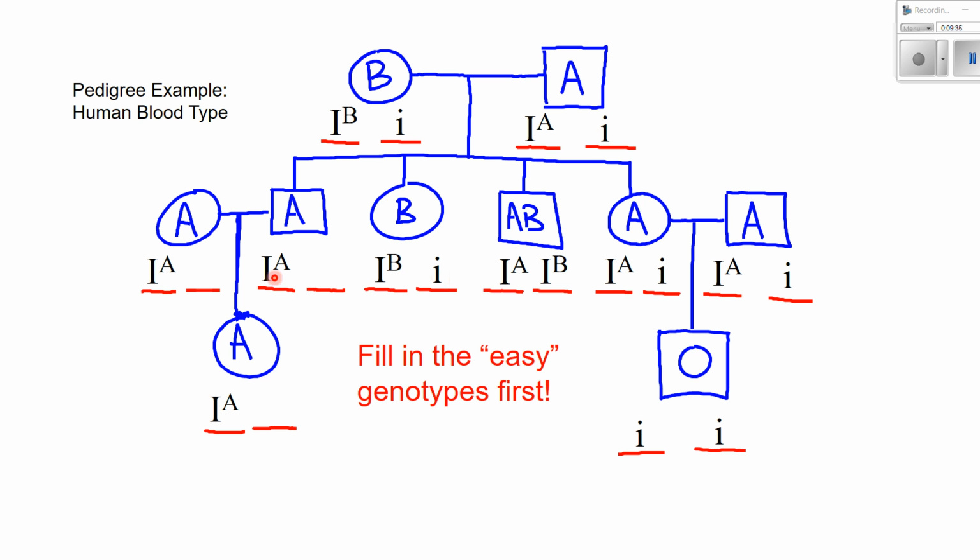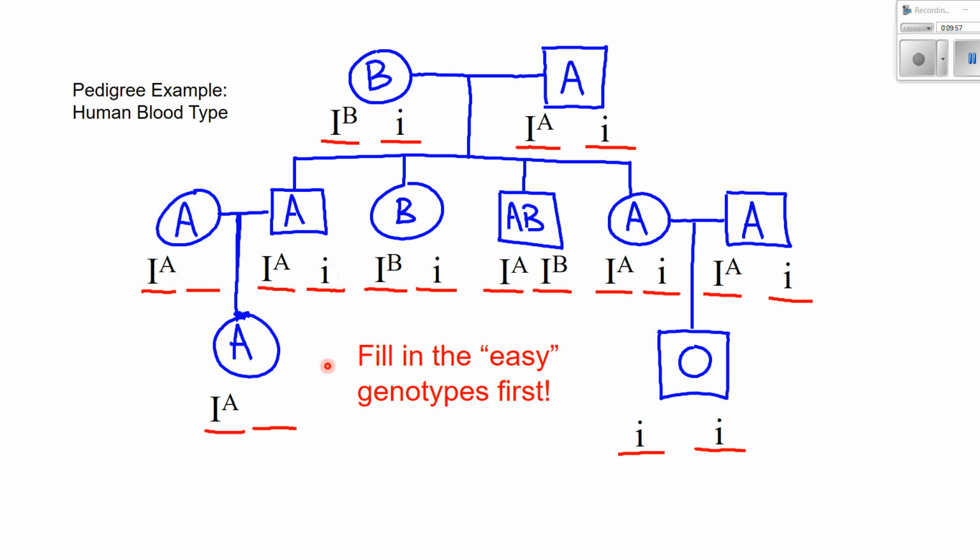Okay, and then same logic here. Big IA came from dad. That means this gene came from mom. It's got to be one of these two. It can't be the big IB for obvious reasons, so therefore it has to be little i.